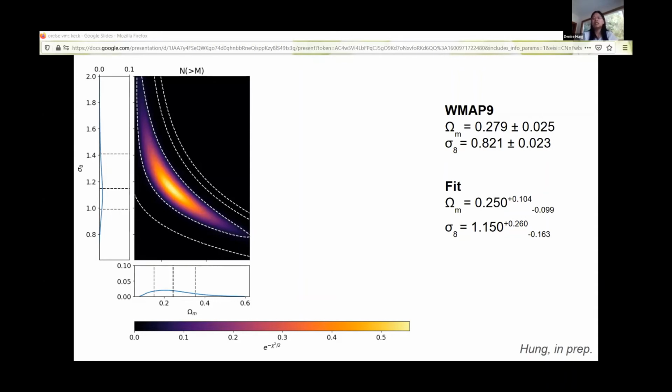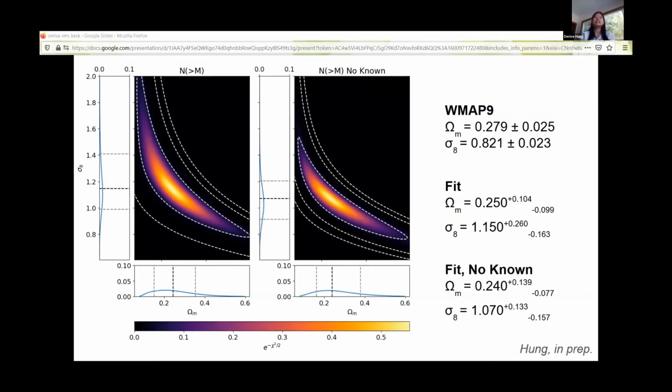This is a consequence of ORELSE being designed to target previously known massive large-scale structures over a smaller volume, which biases our number densities high. We can try to mitigate this bias by excluding the previously found structures, which make up almost all of the highest mass structures in our sample. Doing so does reduce the sigma 8 disagreement, but only by about half a sigma.